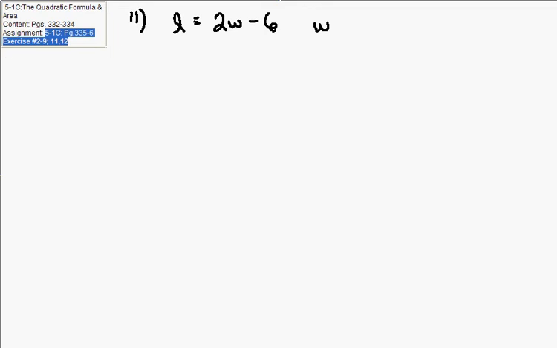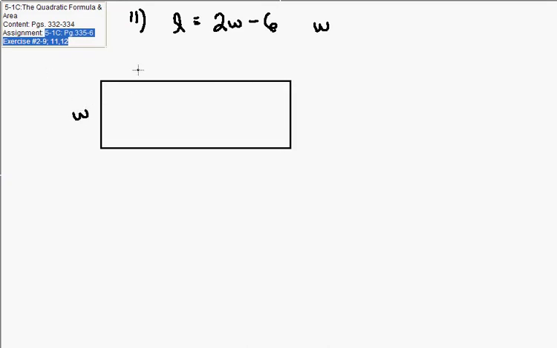So if I have a rectangular court, this is the width, here's the length, which is equal to 2w minus 6. Okay? And we know that area is equal to length times the width. But in this case, we're going to substitute the length for what the length is equal to in terms of the width. So instead of L, we'll go 2w minus 6 times w.